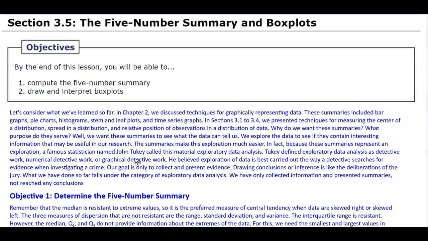Tukey defined exploratory data analysis as detective work, numerical detective work, or graphical detective work. He believed exploration of data is best carried out the way a detective searches for evidence when investigating a crime. Our goal is only to collect and present evidence. Drawing conclusions, or inference, is like the deliberations of the jury. What we have done so far falls under the category of exploratory data analysis. We have only collected information and presented summaries, not reached any conclusions.